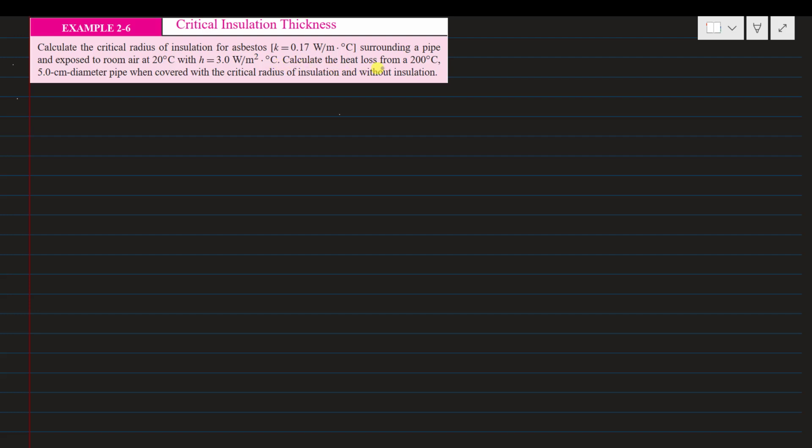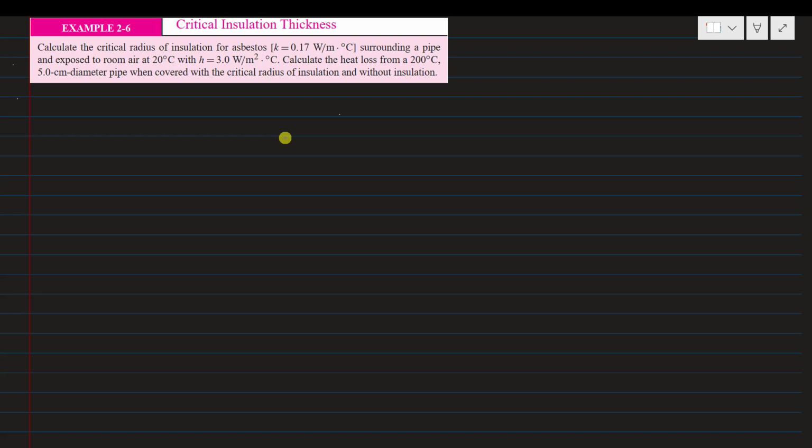Calculate the heat loss from a 200°C, 5 centimeter diameter pipe when covered with the critical radius of insulation and without insulation. So first we need to calculate the critical radius of insulation, and then we will find the heat transfer of the pipe with and without insulation.